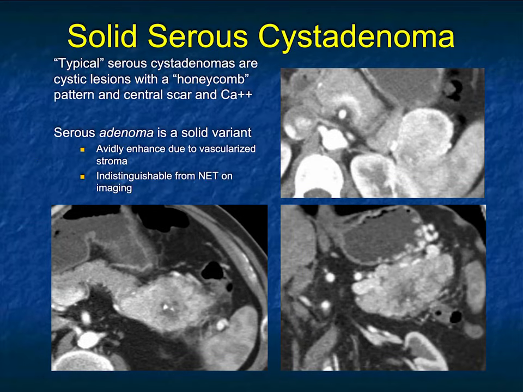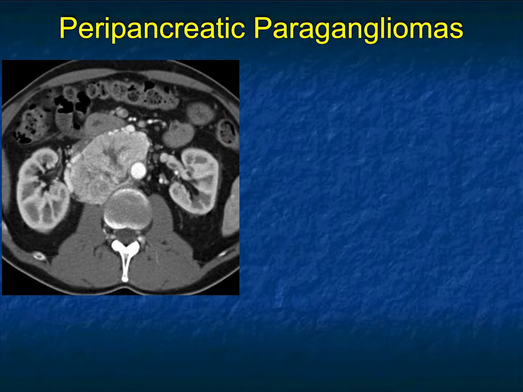I mentioned solid serous cystadenomas, which make up less than 5% of lesions. They look like neuroendocrine tumors. You're not going to confuse them typically with adenocarcinoma. They can have calcifications. They're solid. They're vascular. They're large. They look identical to neuroendocrine tumors. They're benign, but they're typically going to be resected. It's kind of a really good pitfall.